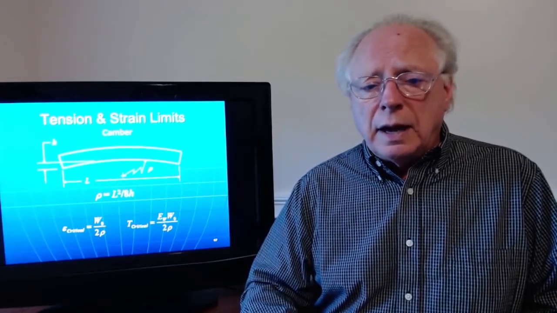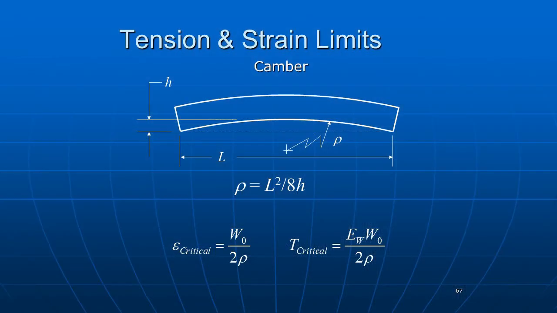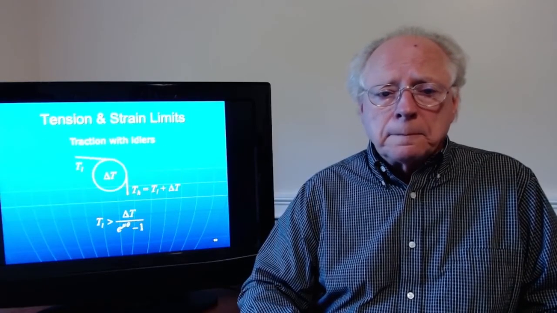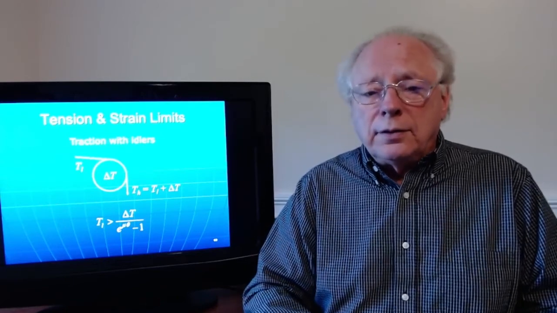Now, if we think about camber, a cambered web is a curved web. You can calculate a radius of curvature from that. And from that radius of curvature, you can calculate what's called the critical strain and the critical tension. At a tension less than this, your web's going to have a loose edge. At a tension higher than this, it's going to be somewhat straight and flat. And so there is a critical tension that we can use as a low tension or low strain failure criteria.